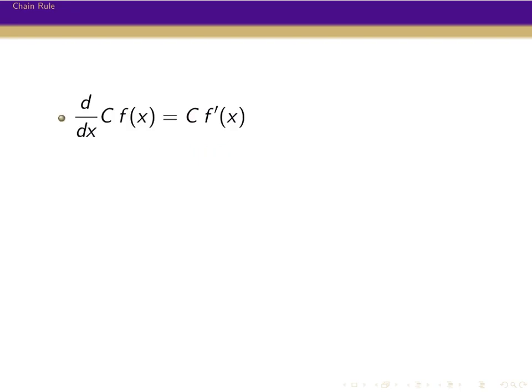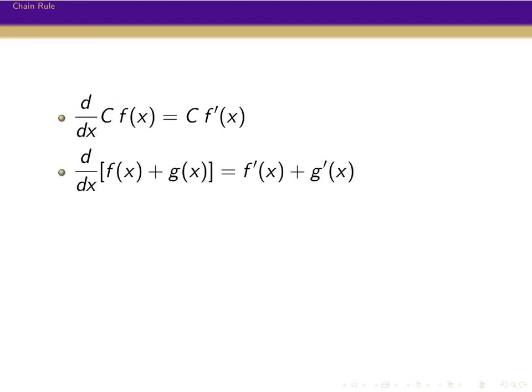So let's go back over some derivative rules we've seen so far. First, if we're taking the derivative of a constant c times a function, well, we can just pull that constant out and just get the constant times the derivative. If we want to take a derivative of a sum, it's just going to be the sum of the derivatives.